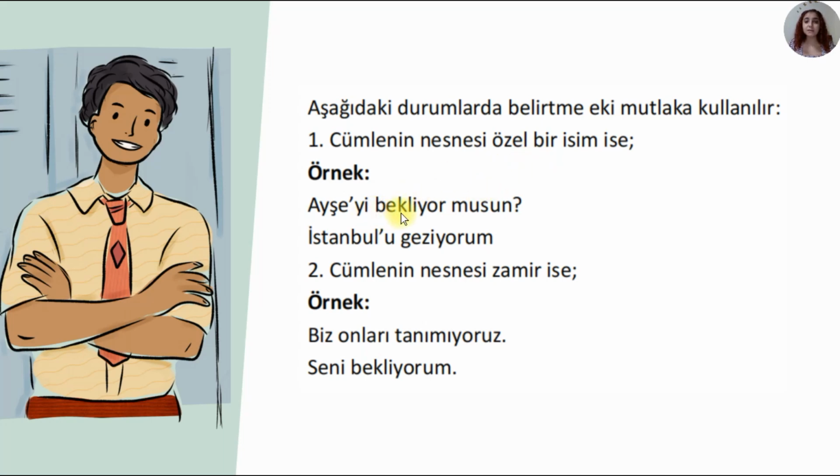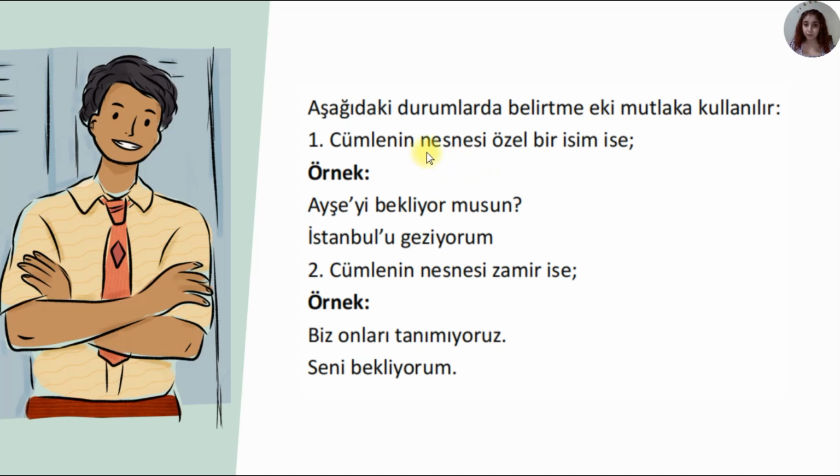Like this. Ayşe'yi bekliyor musun? Are you waiting for Ayşe? İstanbul'u geziyorum. I'm traveling Istanbul. And this U and this I suffixes are accusative case suffixes, and some kinds of verbs especially are related with accusative case. For example, you cannot use accusative with some verbs because it is not related with an object. Or some verbs like beklemek are mainly related with object, because when I ask this question to you, are you waiting? You are the subject.